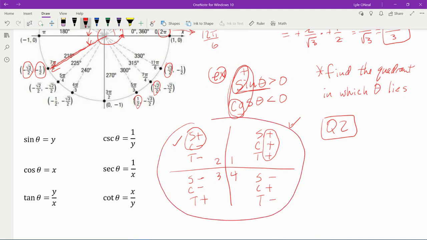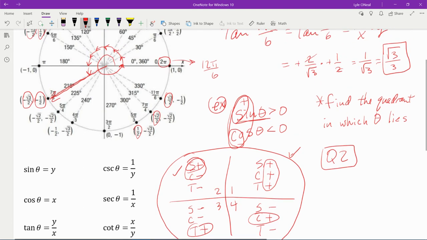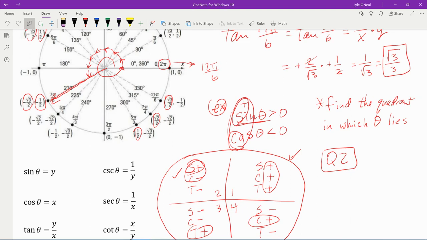You might want to know this chart for sure. Remember, I said it's easy to generate. Just remember, all students take calculus. That's a very positive statement, and you can do those types of problems. Okay?